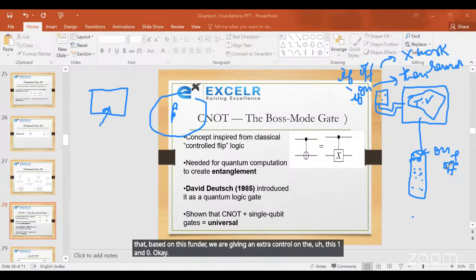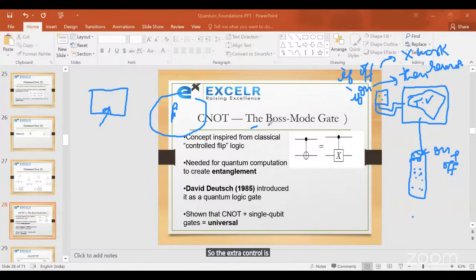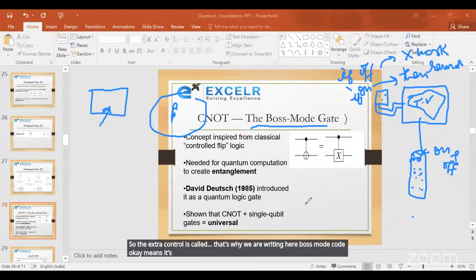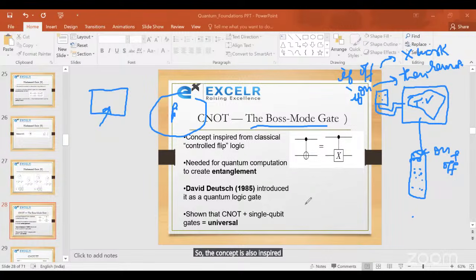Okay, so the extra control is called, that's why we are writing here, boss mode. Good. It means it's just like a boss. So the concept is also inspired from the classical control flip.